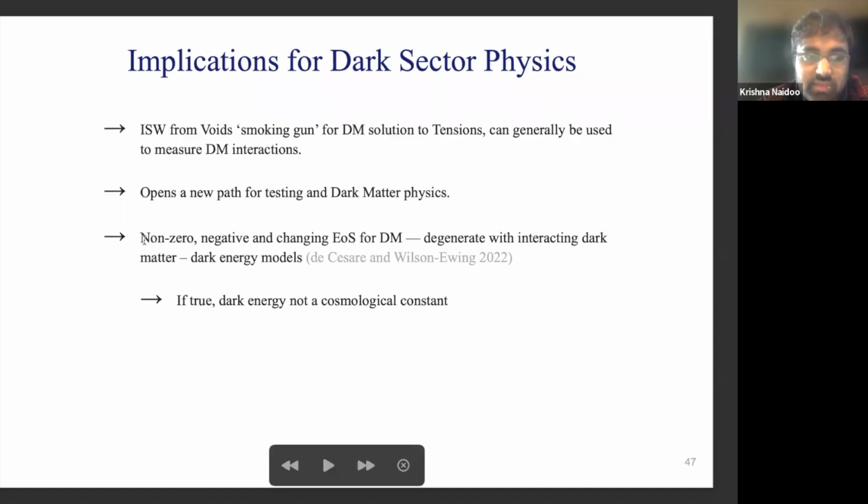If it is what we seem to be finding, that it's non-zero, negative, and changing, this seems to be degenerate with interacting dark matter, dark energy models. If true, that would be really significant. And it will also mean dark energy is not a cosmological constant, so important.